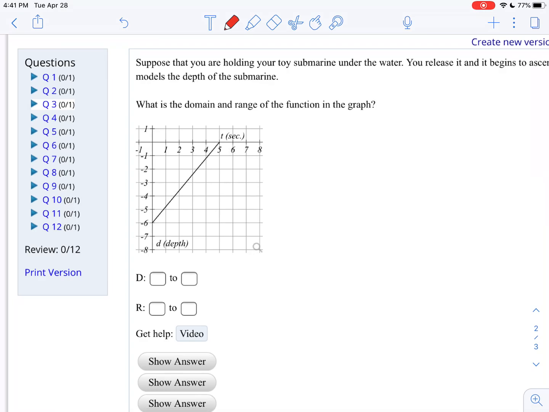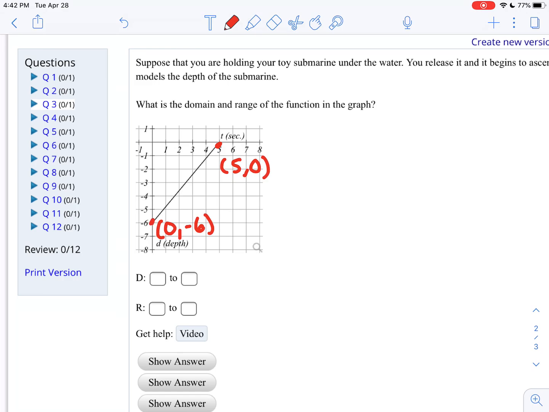Okay, so let's look, what is the domain and range of the function in the graph? Domain is your x, so it's this line. This is always your domain. So where does it start on my x? Well, I have a point here. It starts here. I know this is on the y, but the x point of this, it might actually be easier if you label the points here. So let's label them. So it's 0, -6, and this point up here is 5, 0.